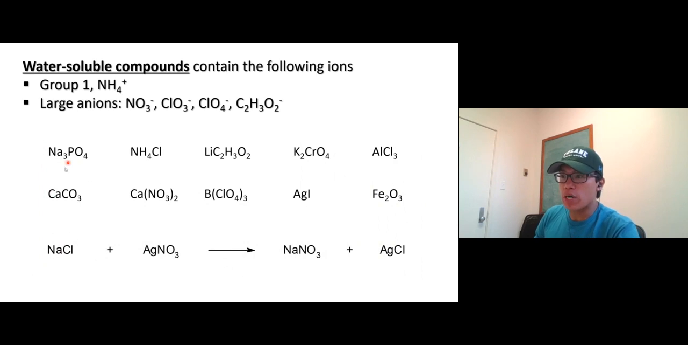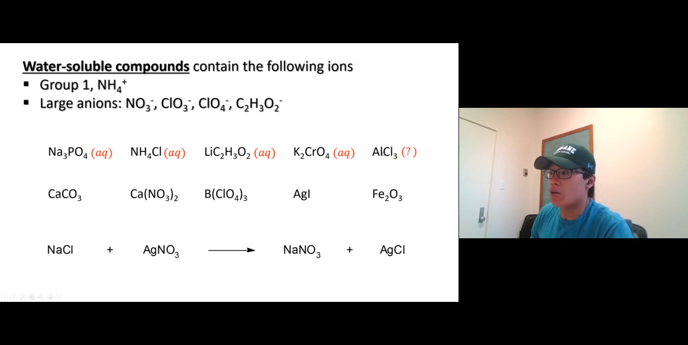All right, let's try. Sodium phosphate, soluble or insoluble in water? Soluble. How do you know? Group 1, sodium. So I'm going to put aqueous right there. Ammonium chloride, soluble in water, because of ammonium. Lithium, done, soluble. Lithium acetate, acetate also soluble in water. Potassium, done. Potassium chromate, soluble in water.